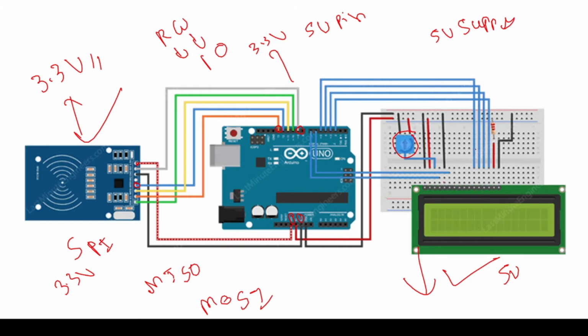And then here we have A and K. The A will be the anode and K will be the cathode. So the anode will be connected to the 5 volts pin, but through a 220 ohm resistor. Okay, and the cathode will be directly connected to the ground of the Arduino.